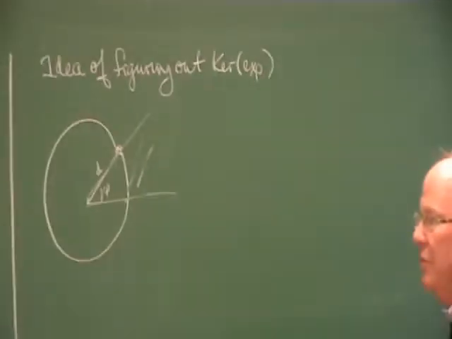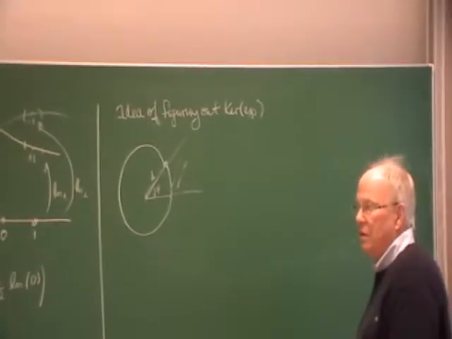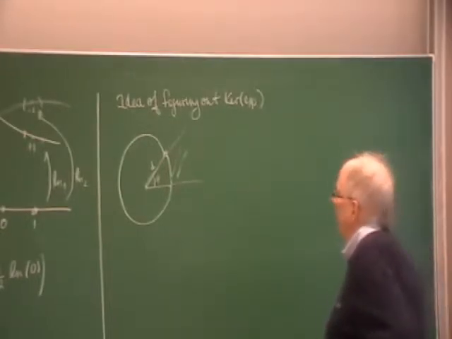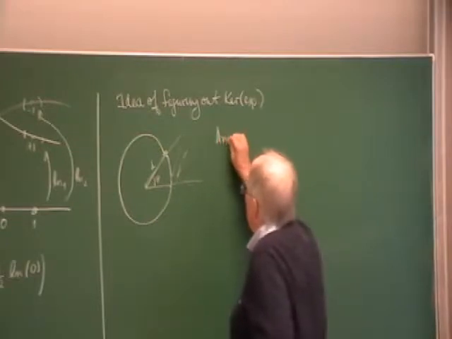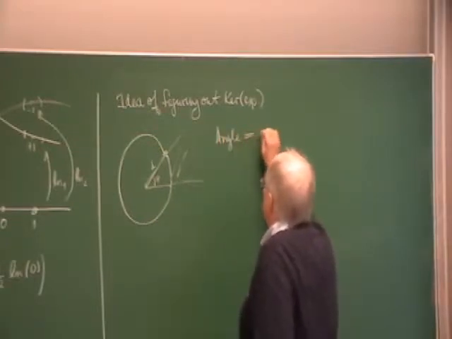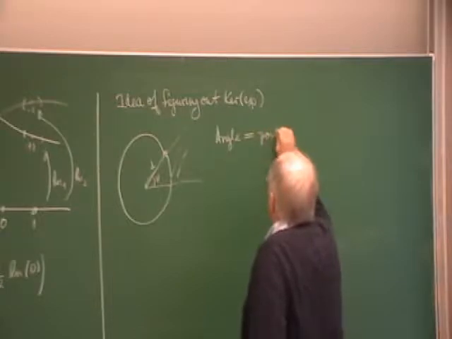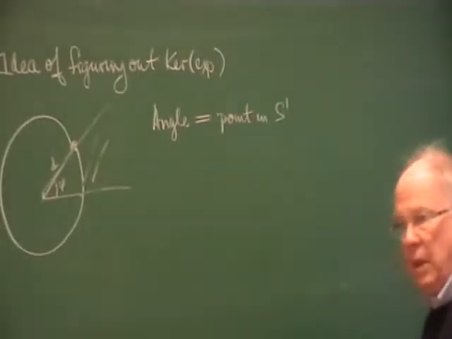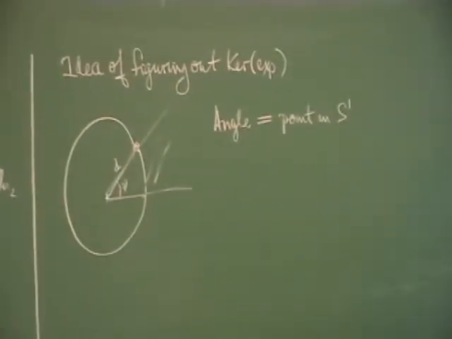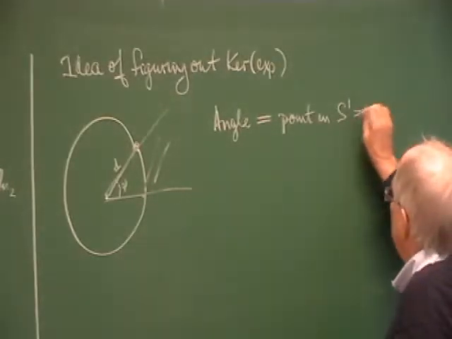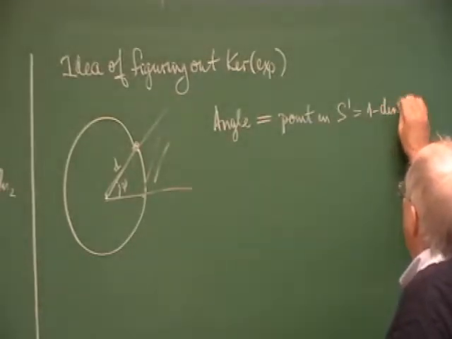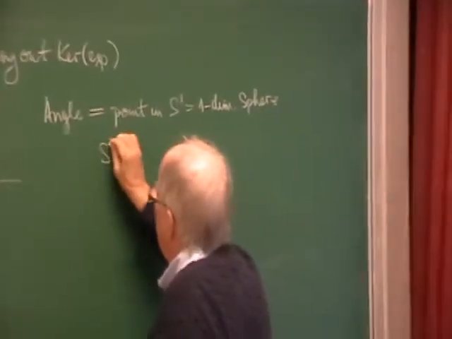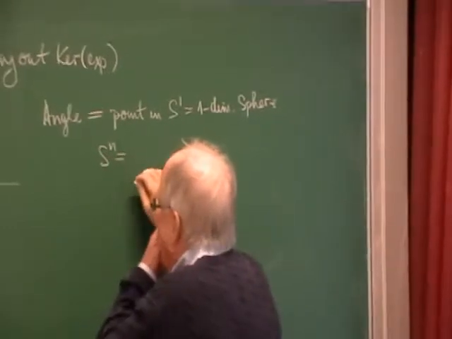And don't be afraid to ask this question. I'm not going to write it down, but what is an angle, really, historically and in modern times? So an angle is, let's define it as a point in the circle, which is denoted by S1. The reason the 1 is there is that it's one-dimensional, so that's the one-dimensional sphere. That's the notation S1. So Sn is the n-dimensional sphere.